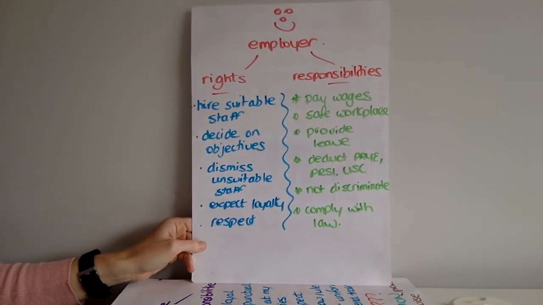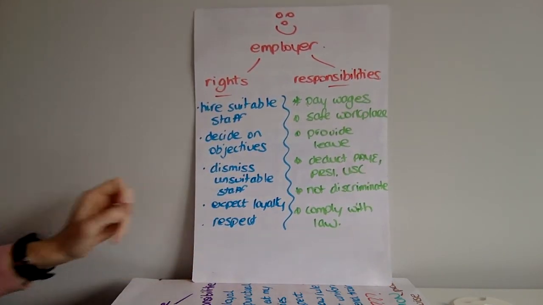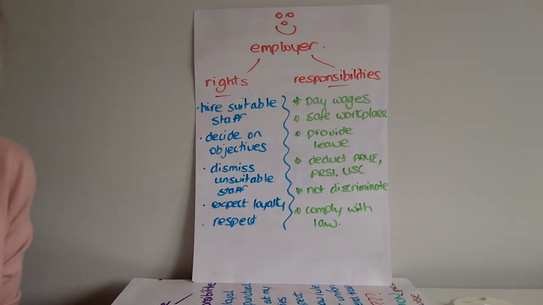Okay, so as an employer, your rights: you have the right to hire suitable staff, suitable for the job vacancies that you have. You have the right to decide what your company objectives are going to be. If you have unsuitable staff or dishonest staff, you have the right to dismiss those staff, and we will look at that in the next session when we look at employment law. And you have the right to demand or to expect loyalty and respect. Okay, so they're just some of your rights as an employer.